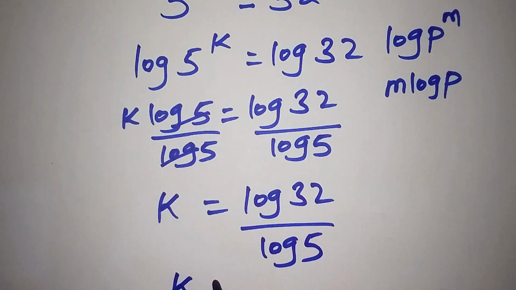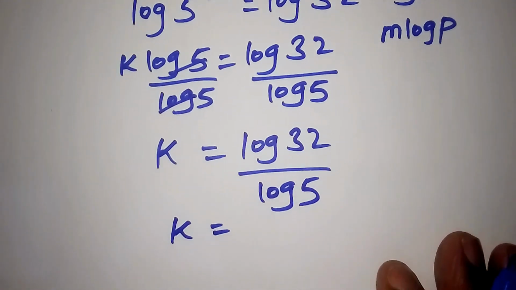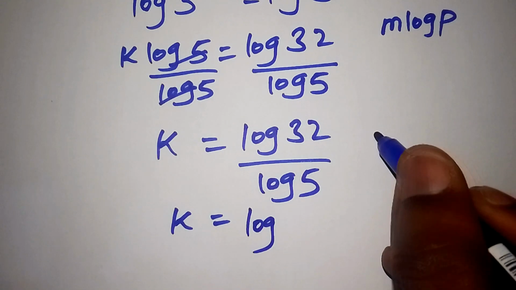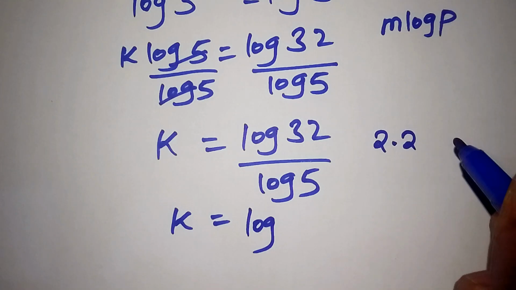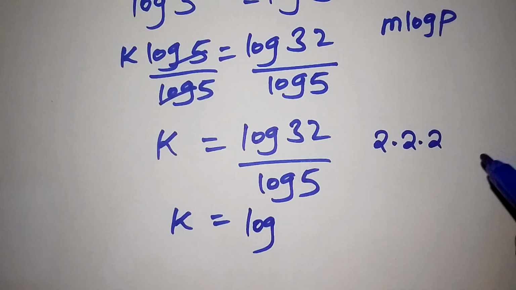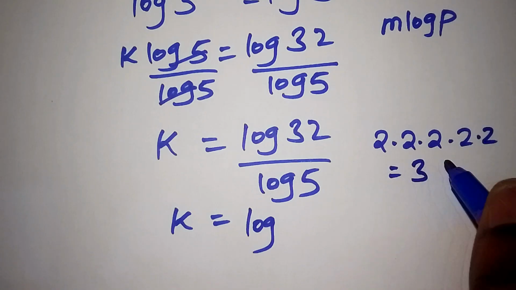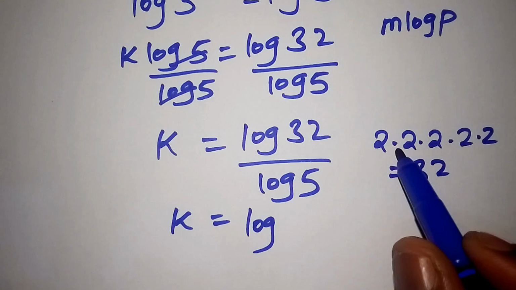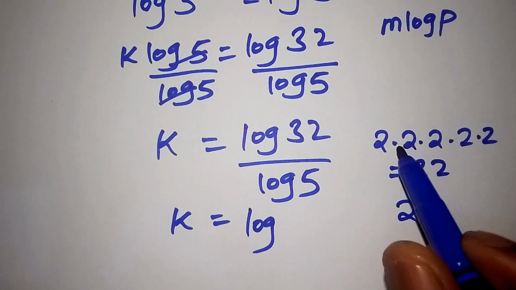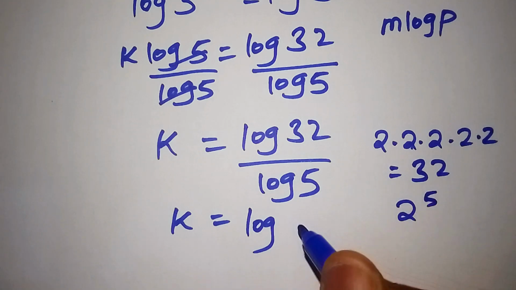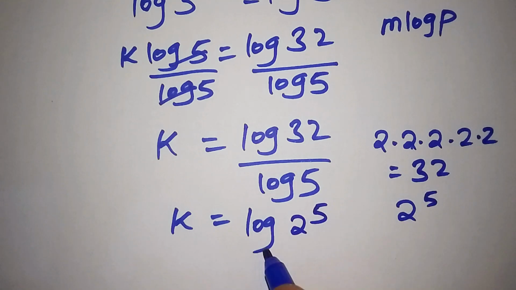Then the log of 32 can also be written differently. Assuming that we have 2 multiplied by 2 is 4, 4 multiplied by 2 is 8, then 8 multiplied by 2 is 16, and 16 multiplied by 2, our answer shall be 32. So how many 2's do we have? 2 to the power 1, 2, 3, 4, 5. So 2 to the power of 5. So k is equal to the log of 2 to the power of 5 all over the log of 5.